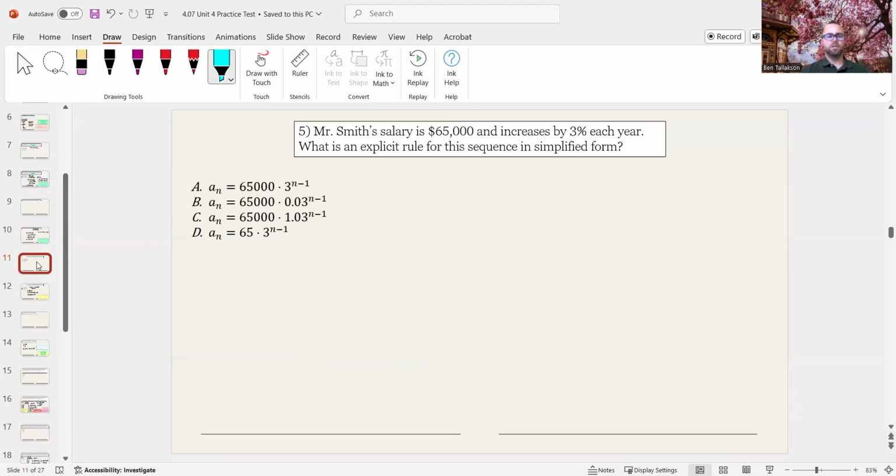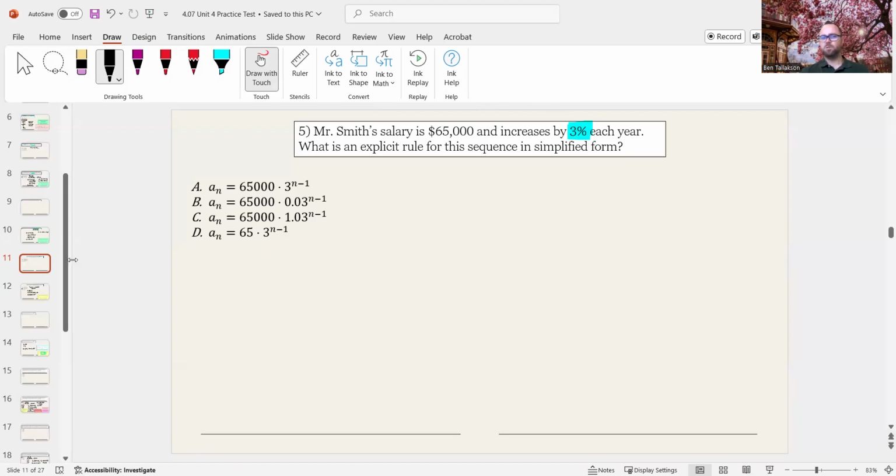Number 5. Mr. Smith's salary is $65,000 and increases by 3% each year. What is an explicit rule for this sequence in simplified form? The one clue I will give you here is percent. Think about what it would mean to increase by a percent. Would that be add, subtract, or multiply? That will help you determine if it's arithmetic or geometric.